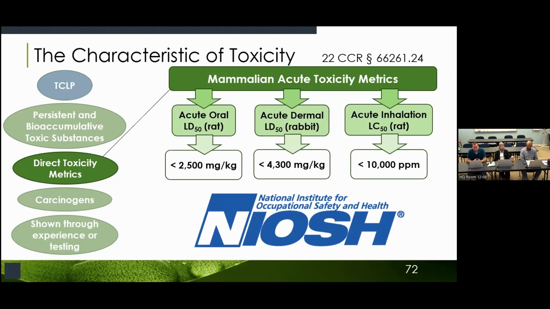And those values were then multiplied by a safety factor to account for things like the fact that a chemical will often have chronic health effects at lower concentrations than the levels that acutely kill rats or rabbits.